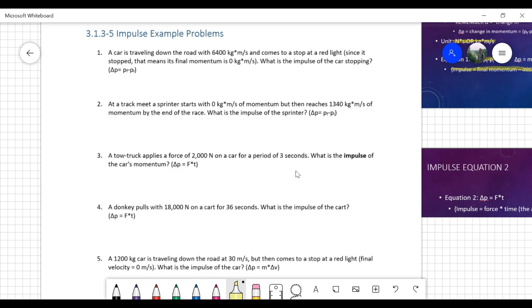Let's look at number 1. A car is traveling down a road with 6,400 kilograms times meters per second of momentum. It comes to a stop. Since it stopped, the final momentum is 0, because remember, this is a side note.